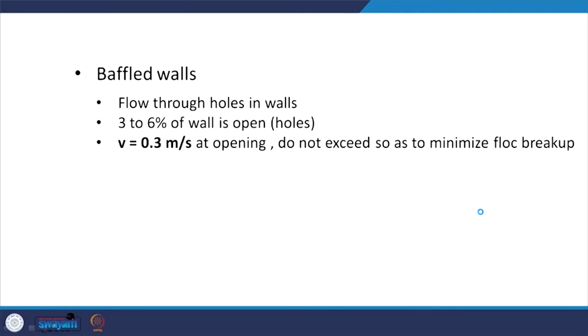So, baffled walls, flow through holes. Typically the percentage of holes is such that 3 to 6% of wall is open holes, and velocity is relatively less, 0.3 meters per second at the opening. We do not want to exceed it. For example, initially area is this and now it is coming through a relatively less area, then velocity can increase if you do not design it well. But the issue is if velocity increases, then you are going to have flock breakup. That is what people are referring to here.